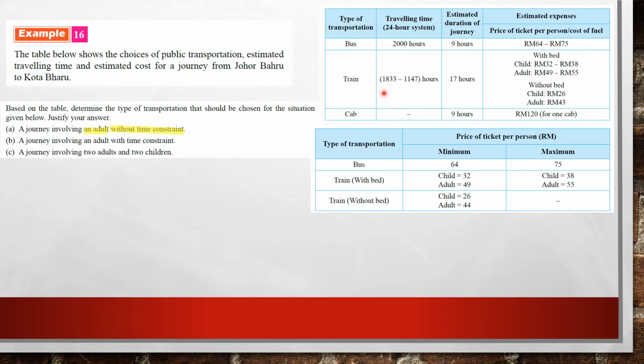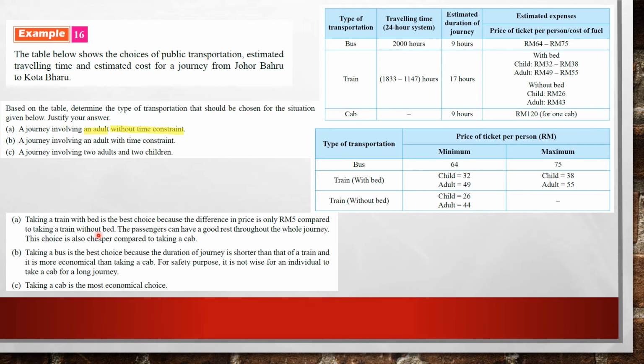So now we look at the time. If you travel by train, the journey will start at 18:33, which refers to 6:33 in the evening. Then you will reach Kota Bharu at 11:47 in the morning the next day. The next day only you reach. So that means you're going to travel at night. So in this case, better you take the train with bed so you can rest. You can rest and you can sleep at night.